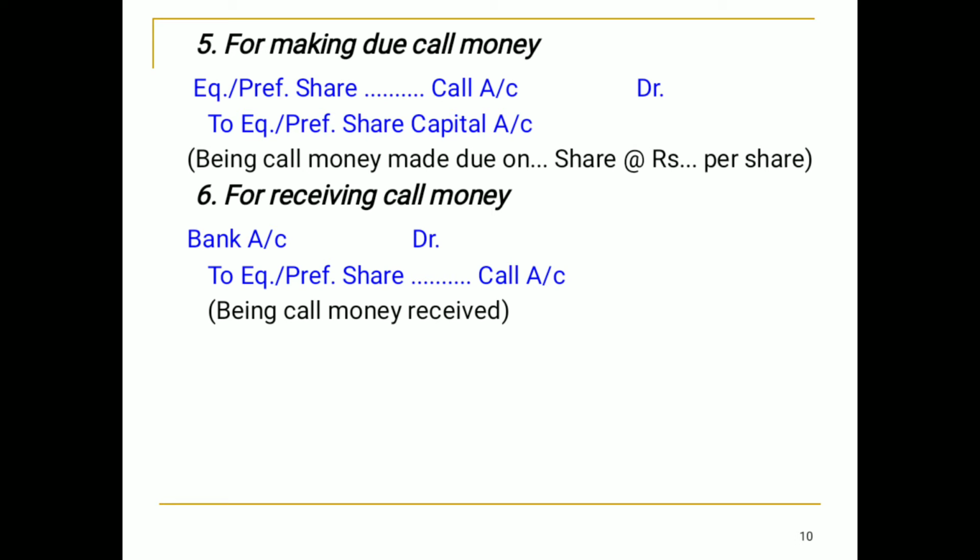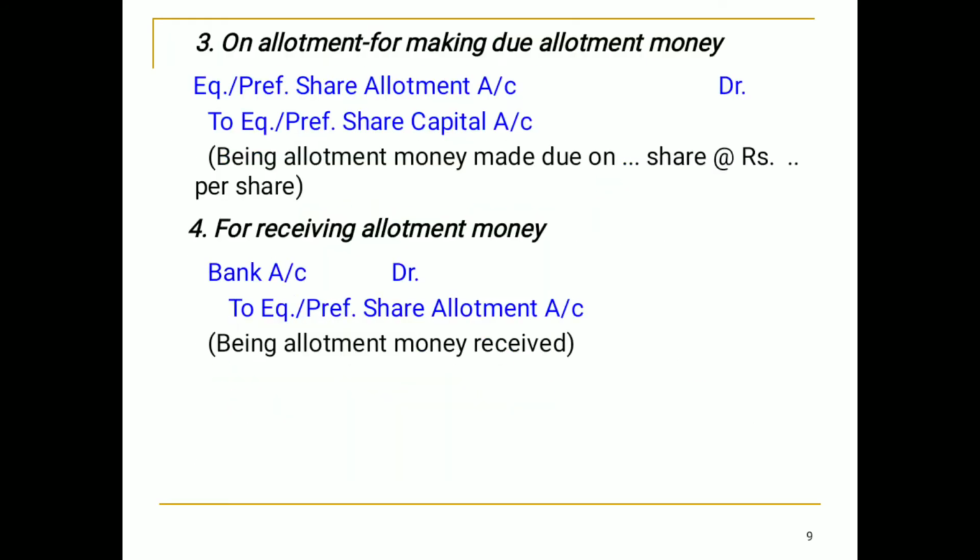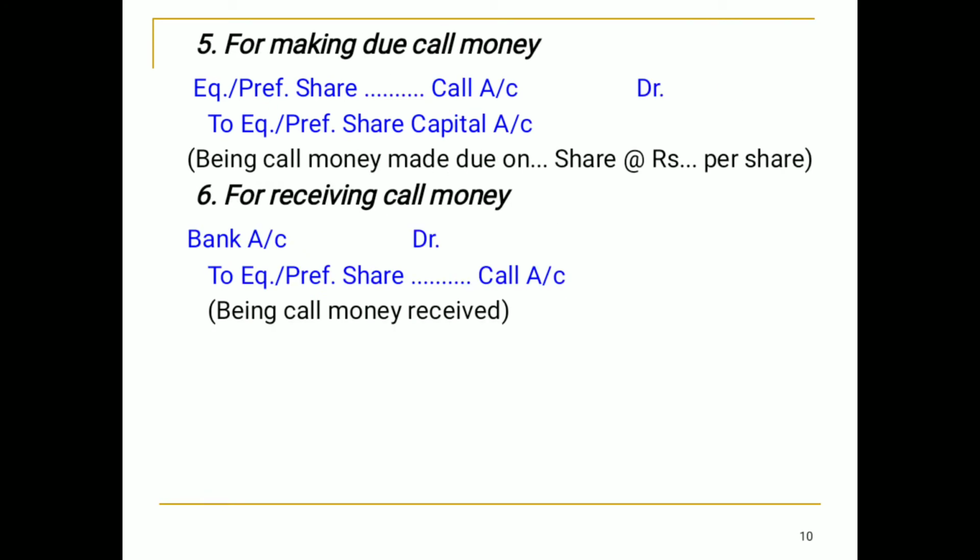Which call? It could be the first call, the second call or final call. I'll repeat the sentence that whenever you call an amount for a share, it is called up in parts. There are four maximum parts that you can make. Say, for example, the share is of rupees 10. You have asked for 2 rupees with application, 3 with allotment, remaining 2 with first call, and remaining 3 with final call or second call.